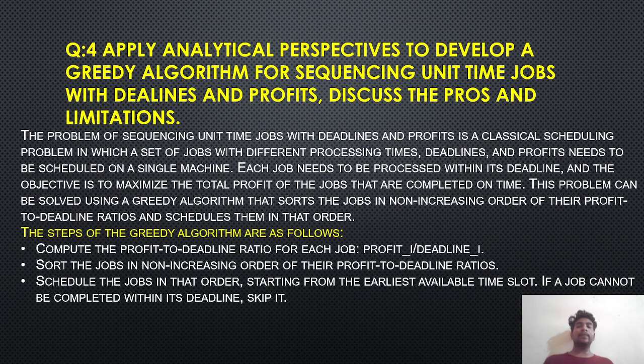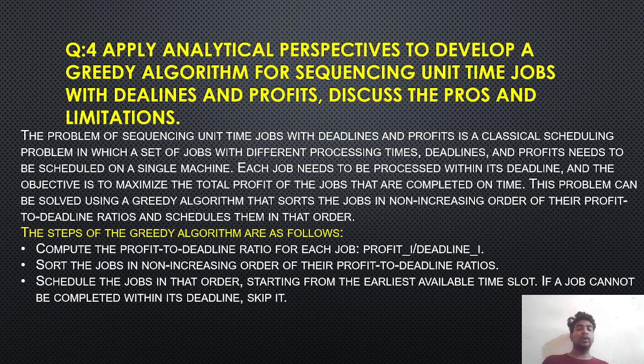Question number four is to apply an analytical perspective to develop a greedy algorithm for sequencing unit time jobs with deadlines and profit, and discuss the pros and limitations. So the problem of sequencing unit time jobs with deadlines and profit is a classical scheduling problem, in which a set of jobs with different processing times, deadlines, and profits needs to be scheduled on a single machine. The steps of the greedy algorithm are as follows.